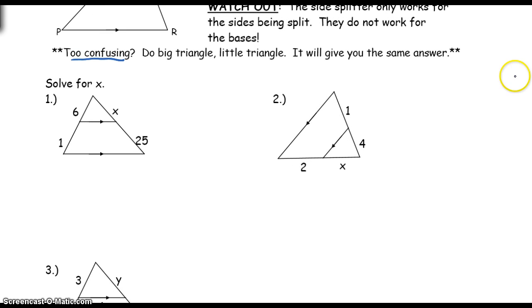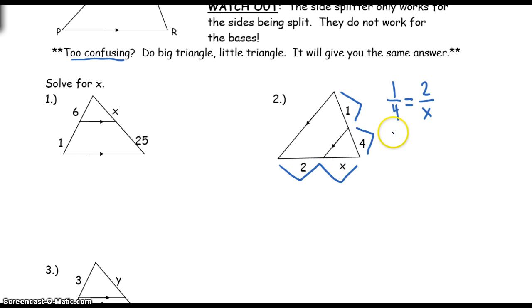We have 1 and 2. Now I'm going to actually start with number 2. On number 2, we see that this base and this base is parallel. So that must mean that 1 over 4 would be equal to 2 over x. And that's because we're doing side splitter because these two are parallel. You are more than welcome to do big triangle, little triangle here. You'll get the same answer. It'll just be a longer problem for you.